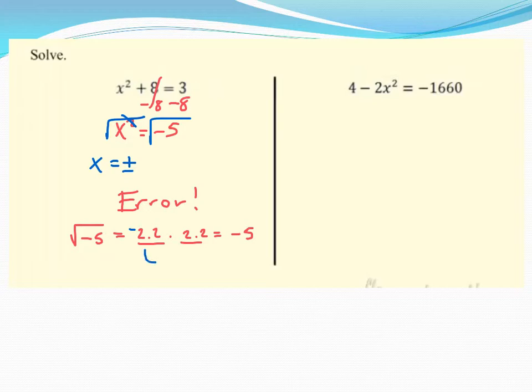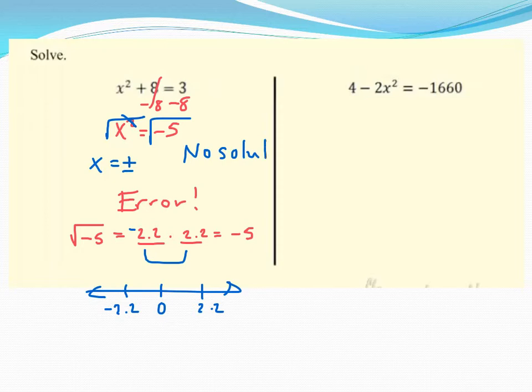However, are these the same numbers? You may say yes, but negative 2.2 and positive 2.2 are two completely different numbers. Think of a number line. If this was 0, 2.2 would be here, negative 2.2 would be there. They are completely different numbers on completely different locations on a number line. So why is this an error? Is because you cannot take the square root of a negative. So this one means no solution, folks.